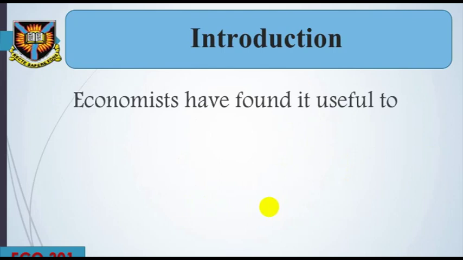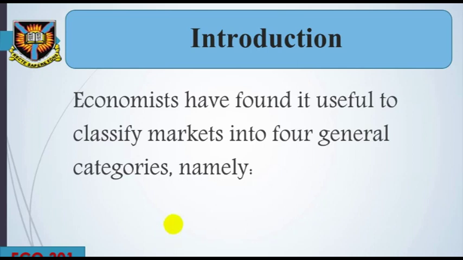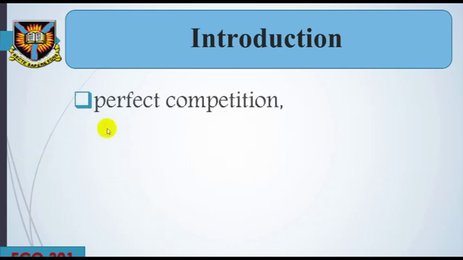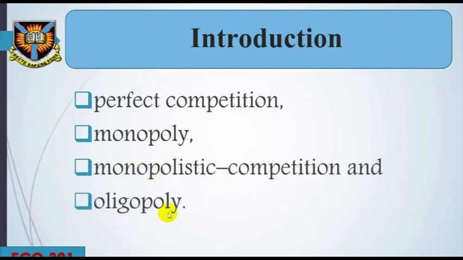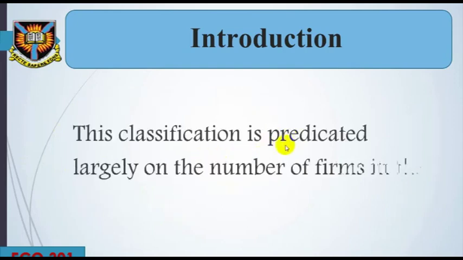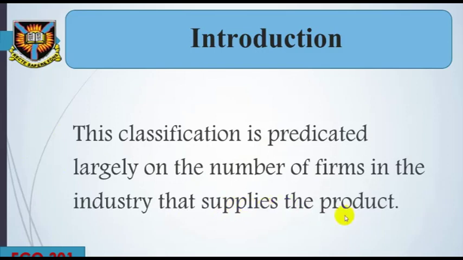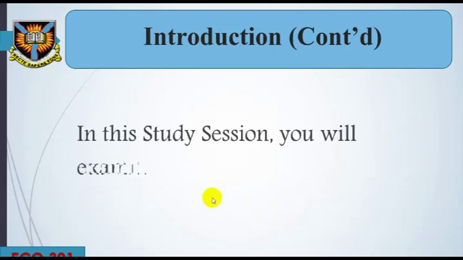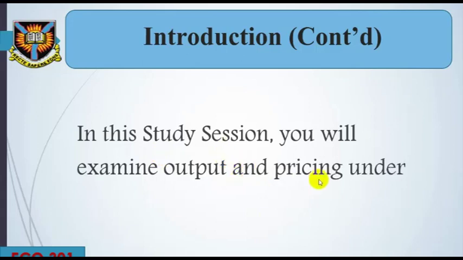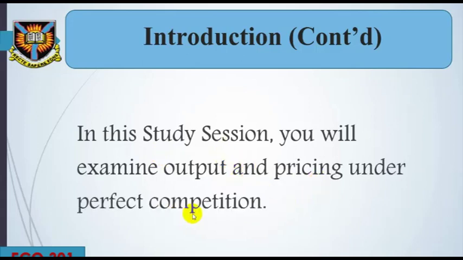Economists have found it useful to classify markets into 4 general categories, namely perfect competition, monopoly, monopolistic competition, and oligopoly. This classification is predicated largely on the number of firms in the industry that supplies the product. We intend to investigate how output and prices are determined in these markets. In this study section, you will examine output and pricing under perfect competition.